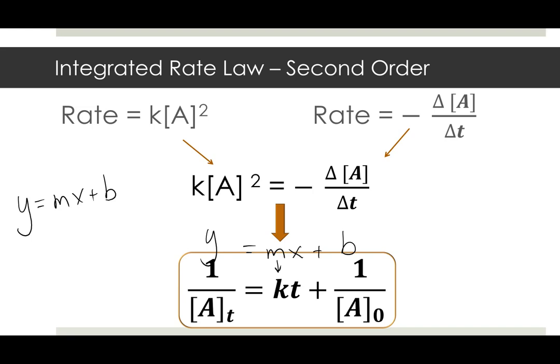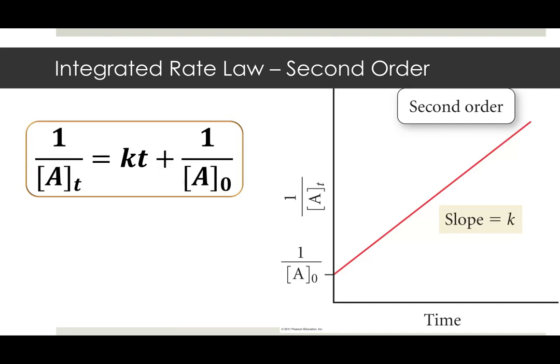So there are similarities, in that we've still got this y equals mx plus b. We've integrated, and we can recognize this as a second order. The difference is there's no natural log this time. We're using 1 over the concentration in this case.